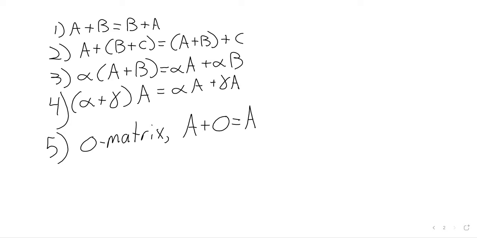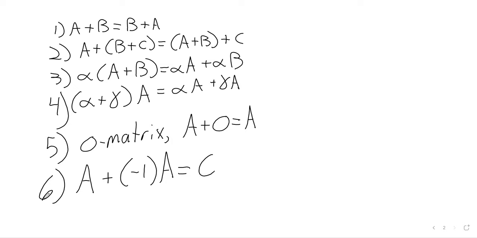And adding the zero matrix doesn't do anything. A matrix plus the scalar product, negative one times that matrix, is zero. So essentially saying that a matrix minus itself equals zero. Let's see, one times a matrix equals the matrix. Multiplication by one doesn't do anything.